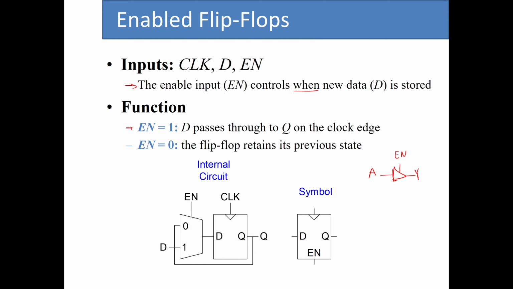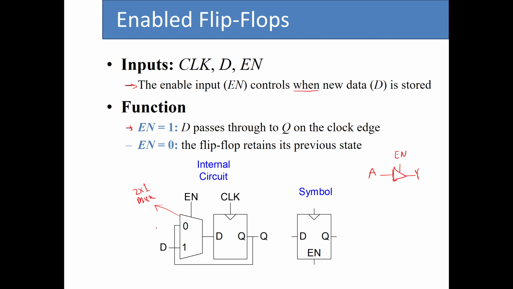So the same concept can be applied to the enabled flip-flop too. When the enable signal is 1, then D passes through to Q on the clock edge. When enable is 0, the flip-flop retains its previous value or previous state. So the design of such a circuit can be done by using a multiplexer, more specifically a 2-to-1 multiplexer.